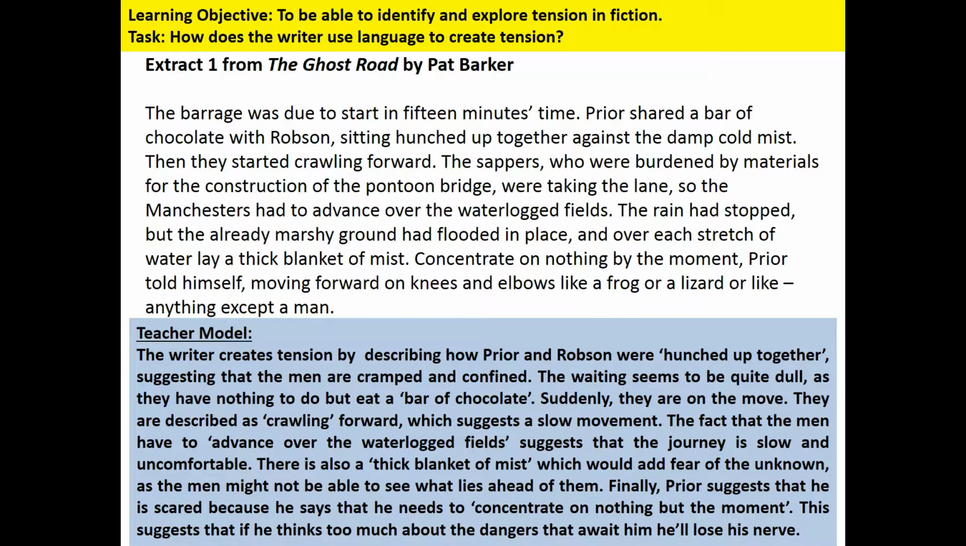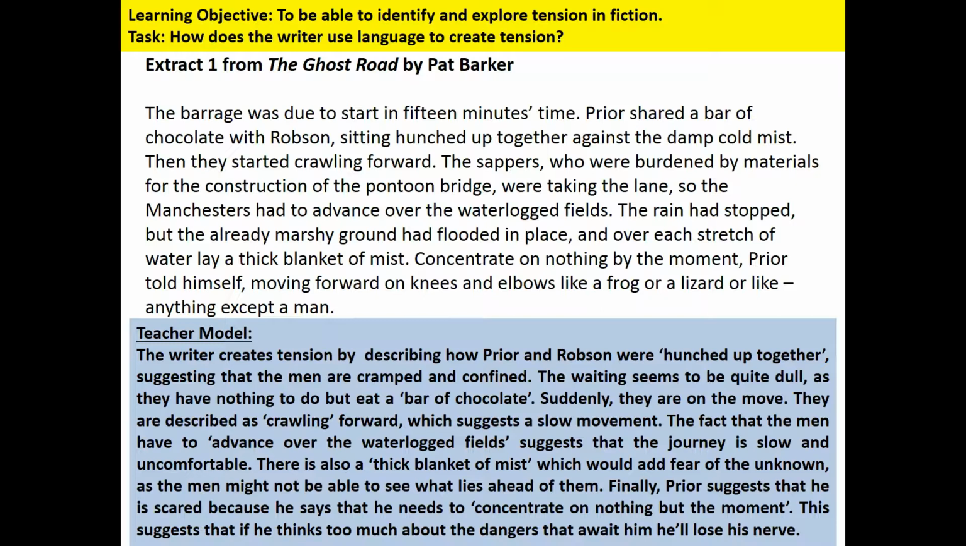So I've used the beginning of my question, I've manipulated it in my topic sentence so the reader will know exactly what I'm answering. I'm talking about the writer's creation of tension in the extract. So the writer creates tension by describing how Prior and Robson were hunched up together. And hunched up is from the text. So as you can see, it has quotation marks.